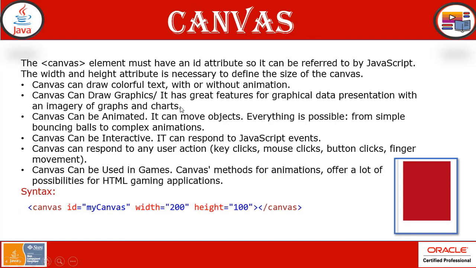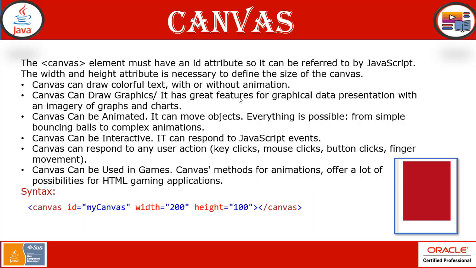Now canvas. The canvas element must have an ID attribute so that it can be referred to by JavaScript. The canvas tag is in HTML5. This tag is used for graphics, animations, and interactive and responsive types of features. We can have animations, and without animations, text, shapes, and different kinds of graphics. This is used in many places, like games or any other kind of application where we need some graphics.